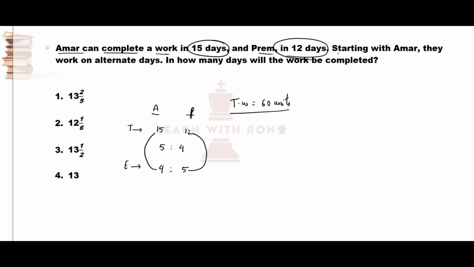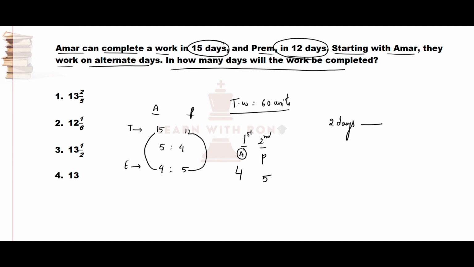Okay, see the next part. Starting with Amar, they work on alternative days. So how many days will the work be completed? See here, on the first day, Amar started the work and he did 4 units of work. On the second day, Prem did the work with 5 units, which means in 2 days, both Amar and Prem did 9 units of work. But we should complete 60 units. So what is the 9 multiple which is nearer to 60? 54 only, right? 9 sixes are 54.